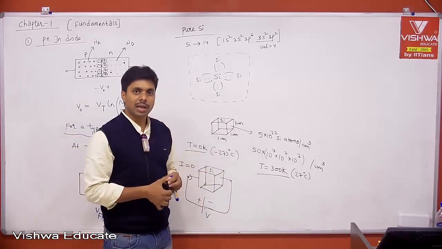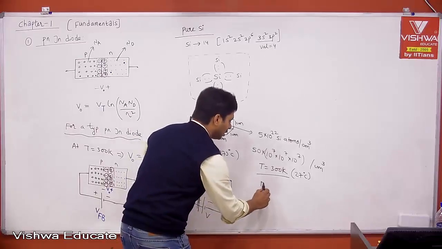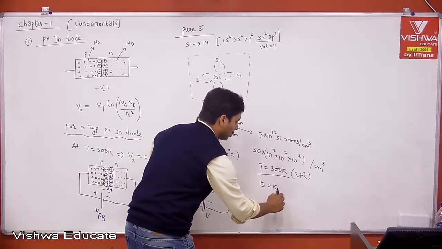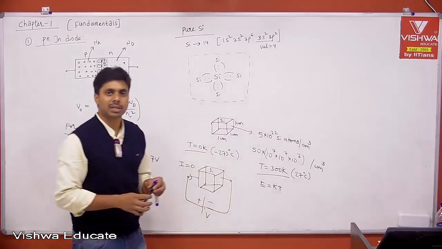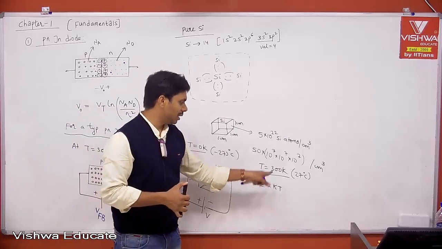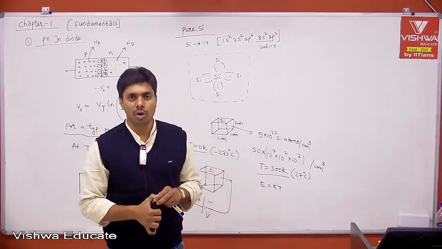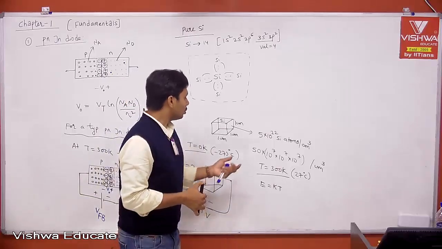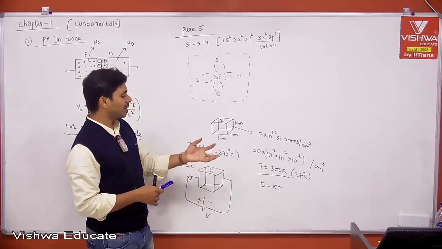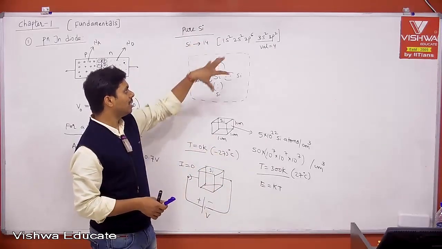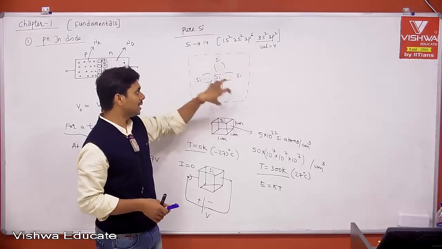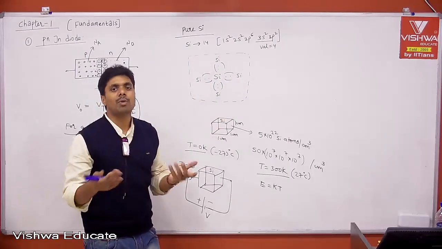At room temperature, according to Boltzmann, the energy of the particle due to heat or temperature is nothing but K into T, where T is equal to 300 Kelvin. If you calculate, you will get 26 milli electron volt. If some of those photons are captured by some of the silicon atoms, then some of the bonds will be broken.